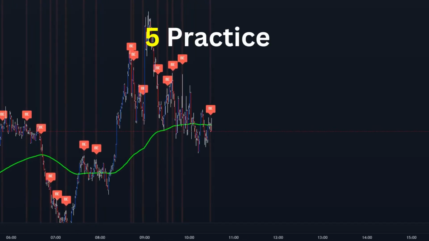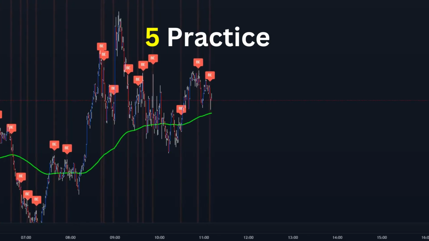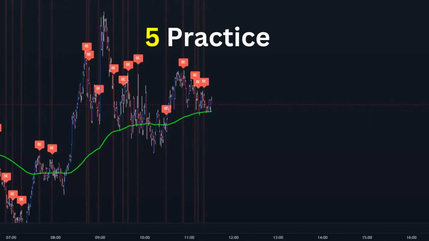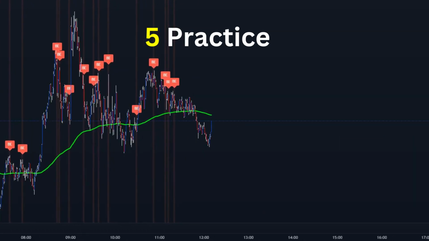And the fifth tip is practice, practice, practice. Scalping is a skill that takes time to develop. So, practice as much as you can, using a demo account before trading live with real money.